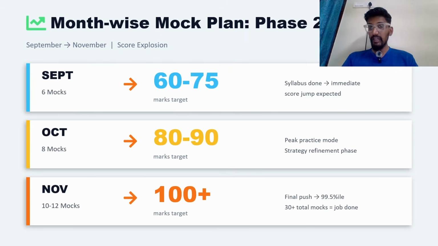For October, try to write 8 mocks. The target score should be 80 to 90 marks. At the peak of your preparation, you are no longer learning concepts, right? You are refining the strategy. Here, your questions become less important than decision making.